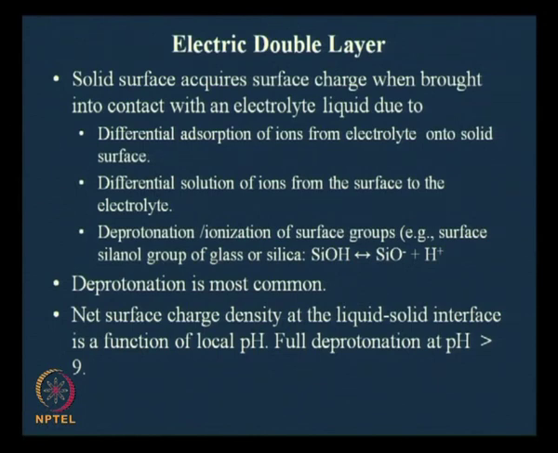This solid surface acquires surface charge when brought into contact with an electrolyte liquid due to several reasons. Those reasons are given there. Deprotonation or ionization of surface groups, that is very common. So, just because there is a solid surface and an electrolyte in the proximity, there would be some surface charge developing. The net surface charge density at the liquid solid interface is a function of local pH, because pH is basically the log of the hydrogen ion concentration. So it is very much related to the pH of the system. Full deprotonation at pH greater than 9.